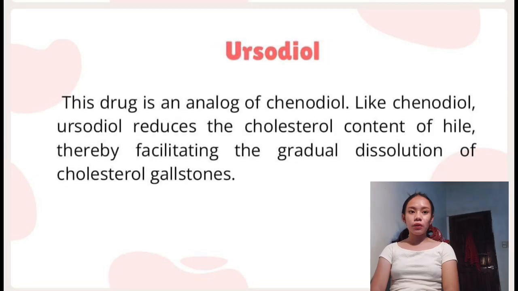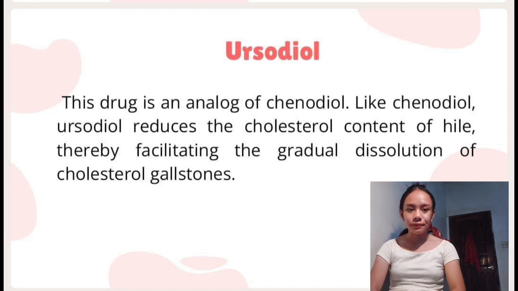For our last drug, we have the ursodiol. This drug is an analog of chenodiol. Like chenodiol, ursodiol reduces the cholesterol content of bile, thereby facilitating the gradual dissolution of cholesterol gallstones. So this drug is classified in FDA pregnancy risk category B.